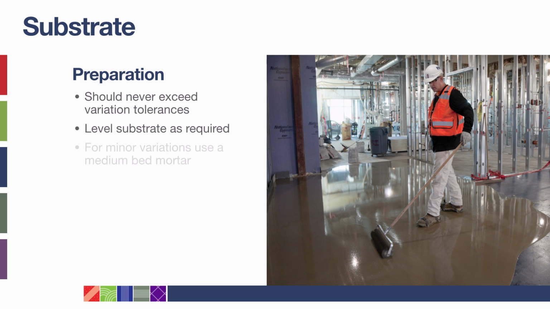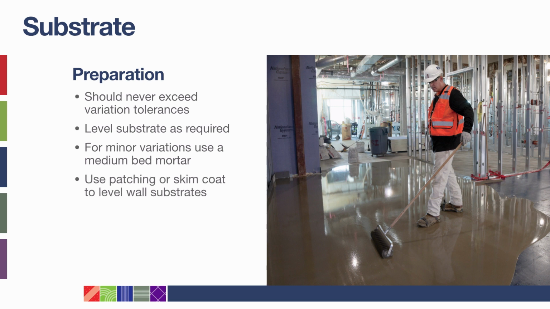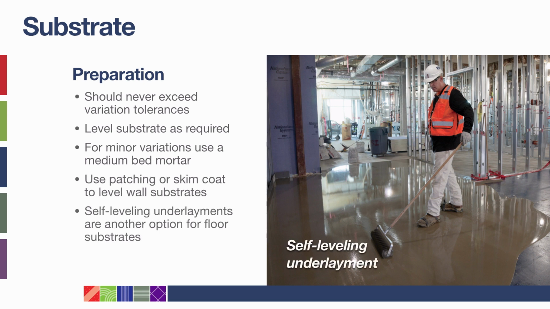Where variations are minor, the use of a medium bed mortar can ensure proper bonding. You can minimize the problems caused by substrate variation in walls by patching or skim coat. For floors, self-leveling underlayments provide another option for reducing substrate variation.